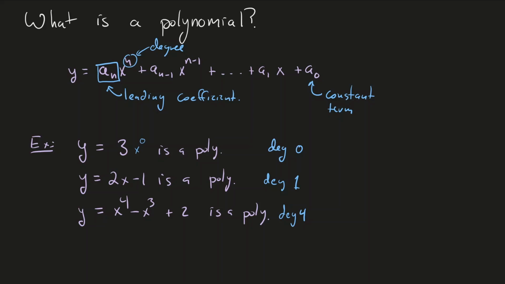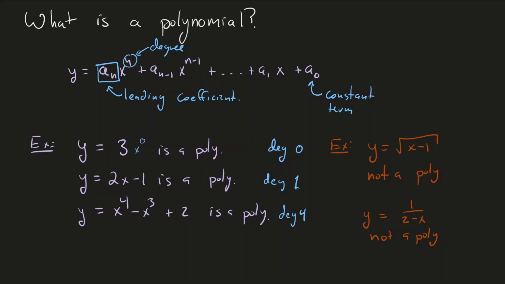Things that are not polynomials: y equals the square root of x minus 1. This cannot be written as x to the n or a sum of things that look like x to the n. So this is not a polynomial. Another one, y equals 1 over 2 minus x, is not a polynomial. This one also cannot be expressed as a sum of terms of x to the n. So those two are the key ones that are not polynomials.